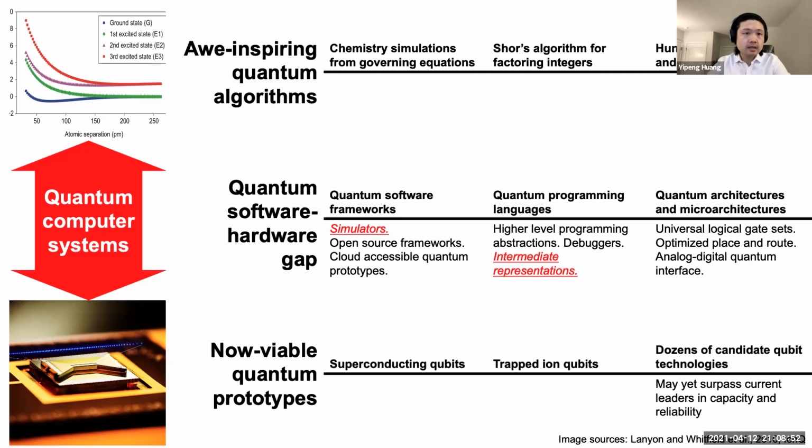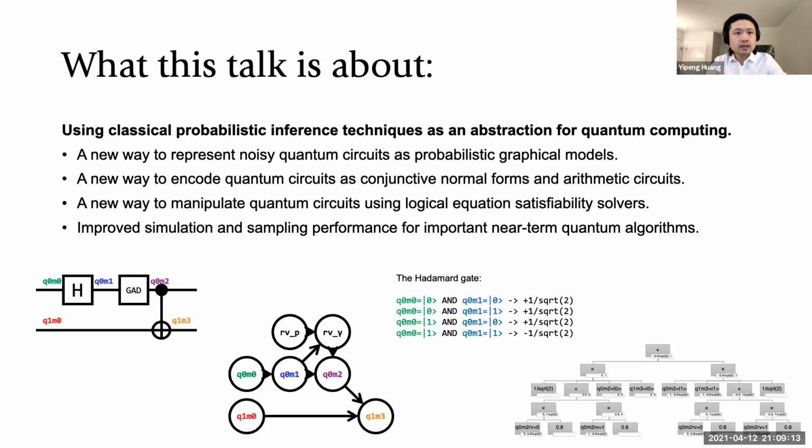So this talk today is going to be about using classical computers as a way to simulate and develop future quantum computer systems and algorithms, and about what kinds of intermediate representations and abstractions are helpful for us to reason about quantum programs. So in this talk, the key idea is that we will use techniques that we borrow from classical probabilistic inference as a way to reason about quantum computer programs.